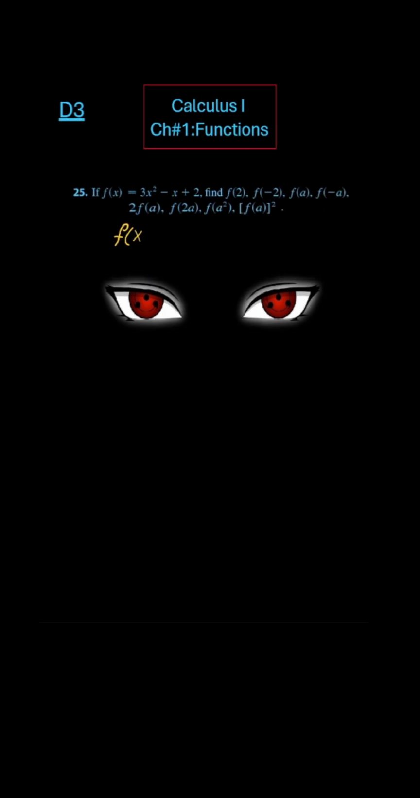The function is defined as 3 times x squared minus x plus 2. We are asked to find the value of the function for different inputs by substituting those inputs wherever x appears. Now we begin solving step by step.